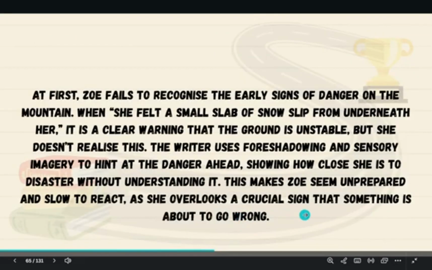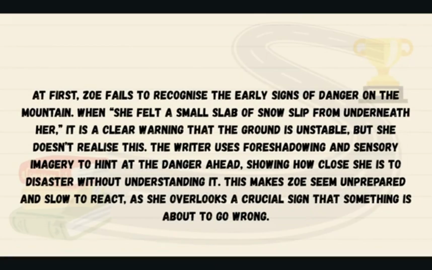Here I've written a first paragraph. So I've said, at first, Zoe failed to recognise the early signs of danger on the mountain when she felt a small slab of snow slip from underneath her. It is a clear warning that the ground is unstable, but she doesn't realise this. The writer uses foreshadowing as sensory imagery to hint at the danger ahead, showing how close she is to disaster without understanding it. This makes Zoe seem unprepared and slow to react, as she overlooks a crucial sign that something is about to go wrong.